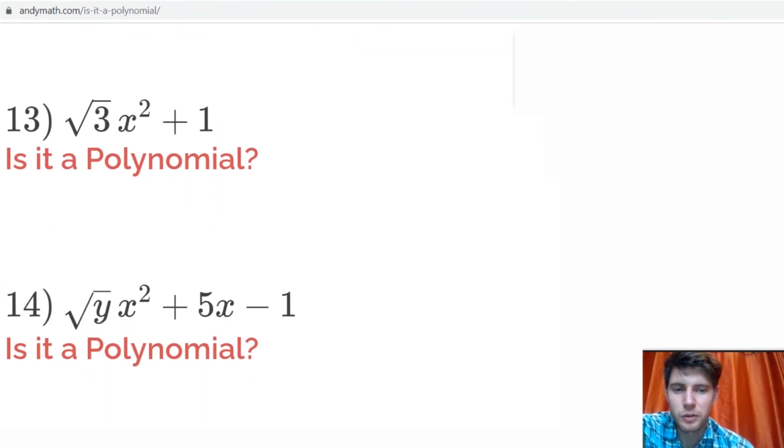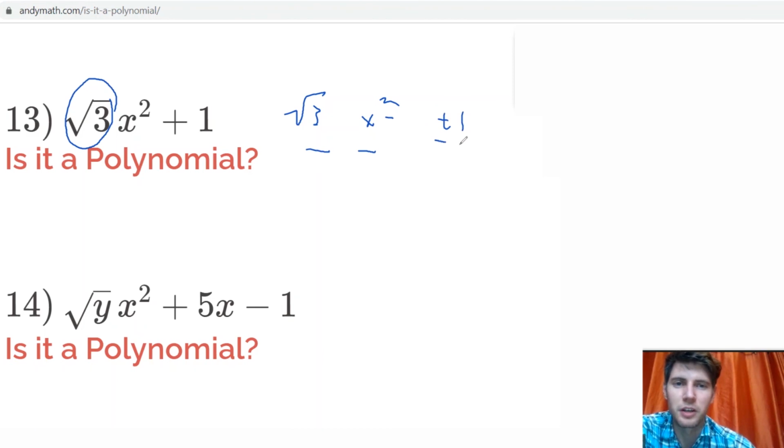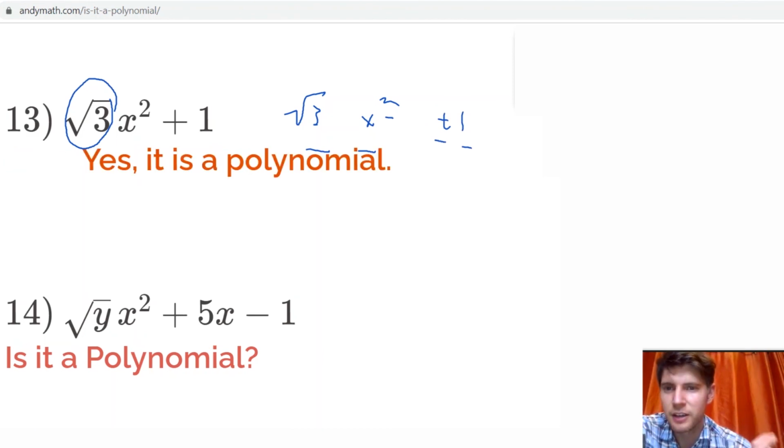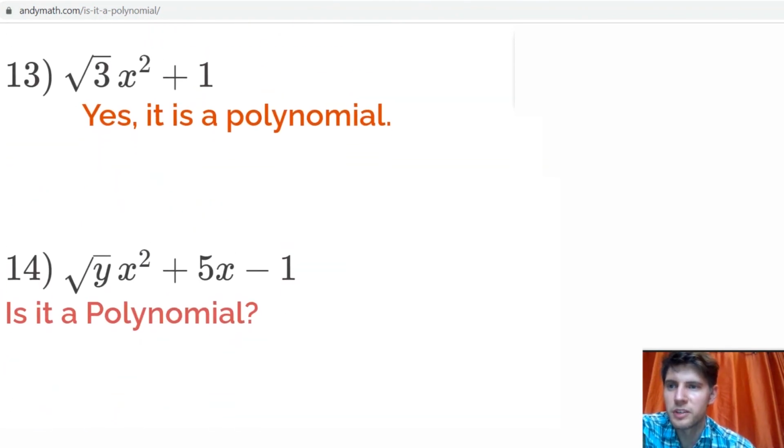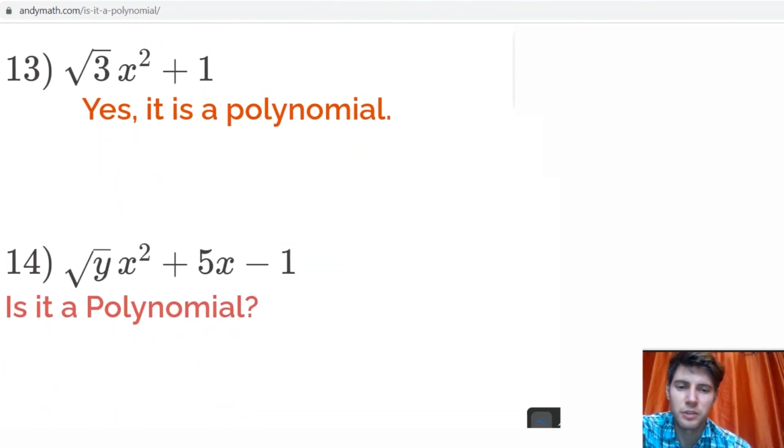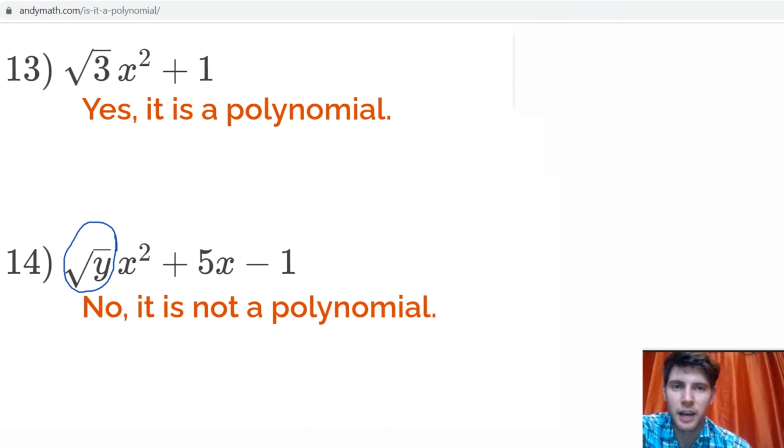Number 13. So I see a square root. So there's a little flag, but this square root is only of a number. So it's totally fine. Square root of 3 is just a number. And then we have our x squared plus 1. So we have a number, variable, positive exponent plus 1. Totally fine. It is a polynomial. Number 14. Oh, so the difference between 13 and 14, now the square root on 14 is with a variable. That is not a polynomial. You cannot have a square root of a variable. So the answer is no.